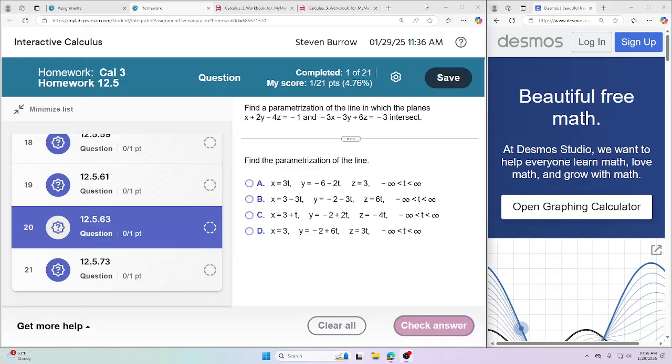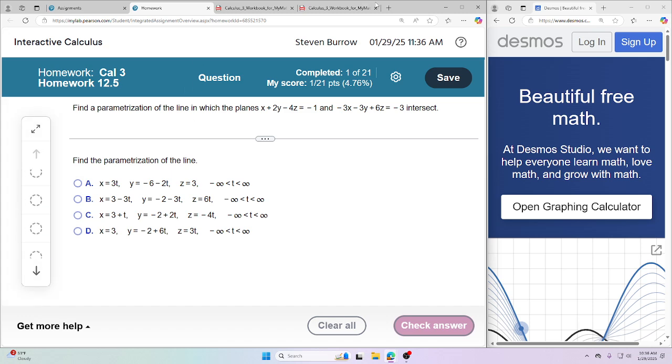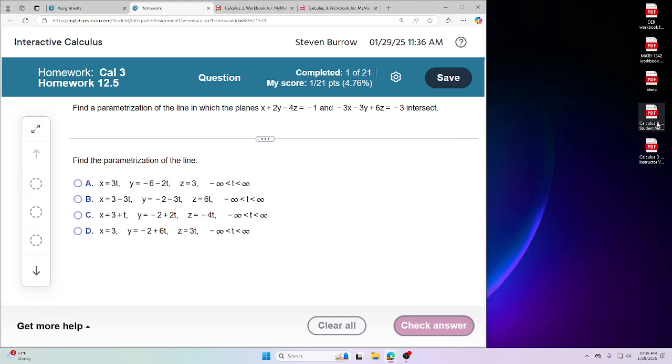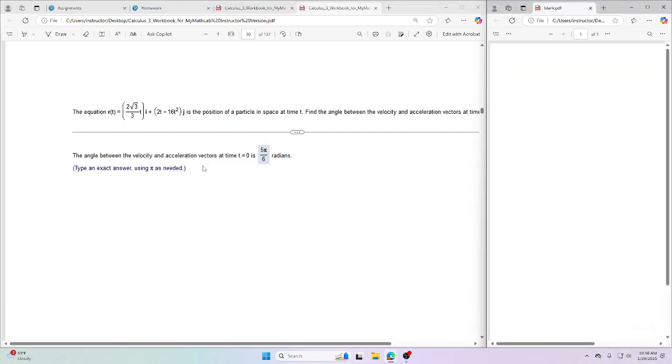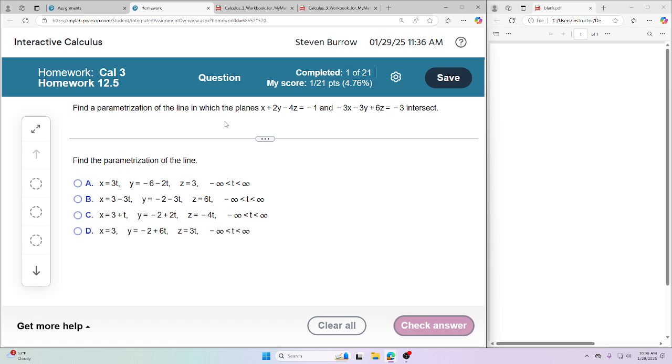So, by popular request, we're going to do the last two questions of 12.5, and I haven't even looked at them, but they're going to be great fun. So let's do that. I also want to get some blank paper up here. Okay, and back to this. So, find the parameterization of the line with this and that, go.